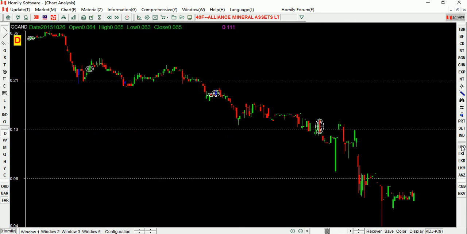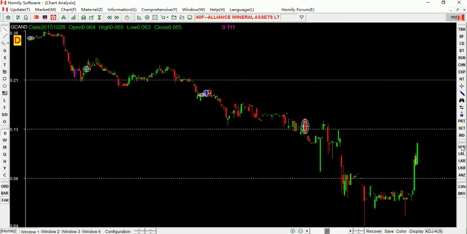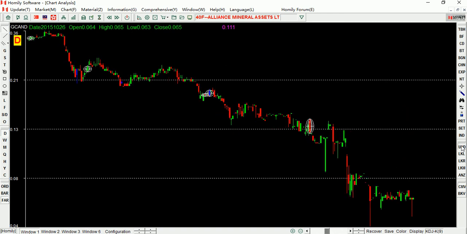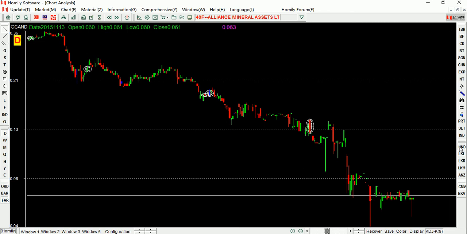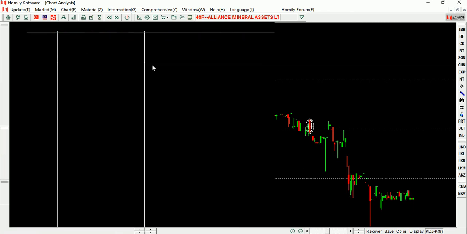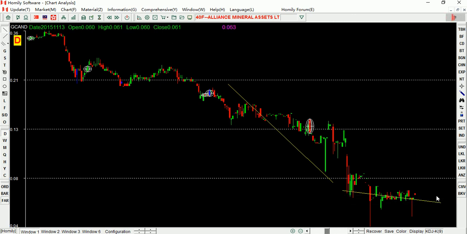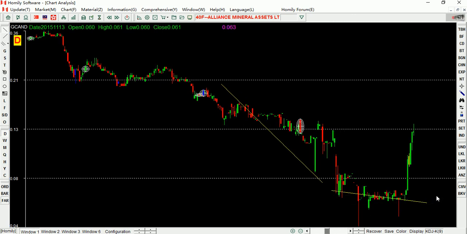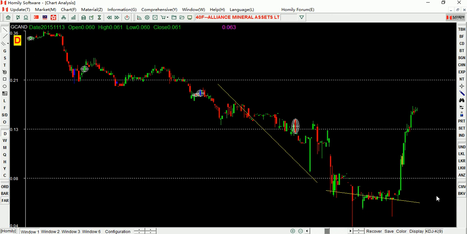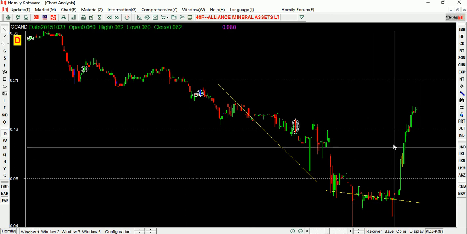The price goes sideways, right? The price drops to sideways, okay, then goes up. We can consider this is wave 1, okay, this is wave 1.